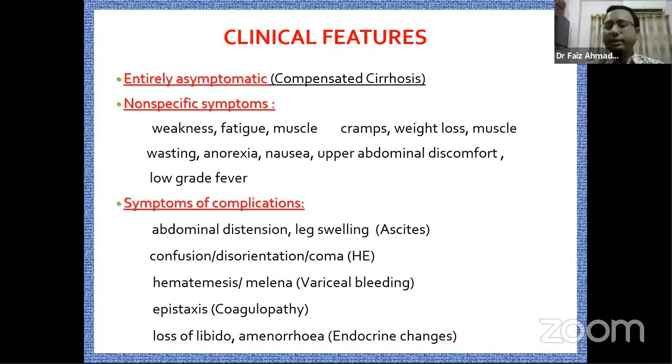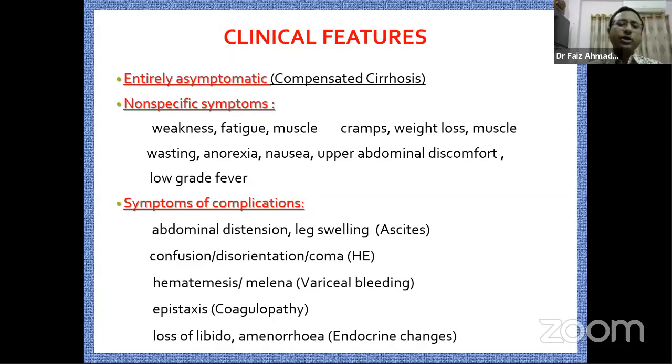Now, what are the clinical features of cirrhosis of liver? Cirrhosis of liver is clinically of two types. One is compensated cirrhosis and another is decompensated cirrhosis. Compensated cirrhosis means there is cirrhosis, but the liver can still maintain its normal function. And decompensated cirrhosis means the liver can no longer maintain its full function. Therefore, different complications or manifestations develop. When a patient has compensated cirrhosis, he could be completely asymptomatic.